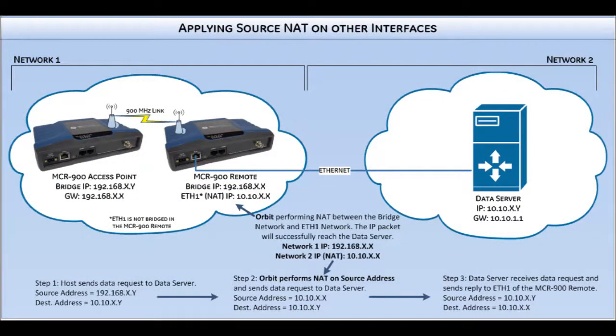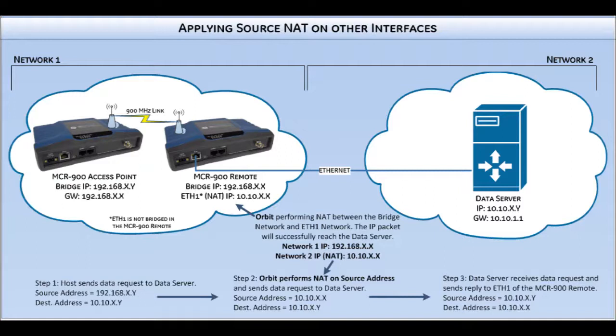The final case covered in this NAT video will show how a non-cellular interface can also be used as source NAT. Pictured here is a 900 MHz link using a private subnet in the 192.168 address range. The MCR 900 remote has its Ethernet 1 port out of the bridge and using a private subnet in the 10.10 address range. This Ethernet port has source NAT configured with the masquerade rule. It can be thought that this port represents the WAN interface in the unit, similar to how the cell interface acted as the WAN interface in the beginning of this video.